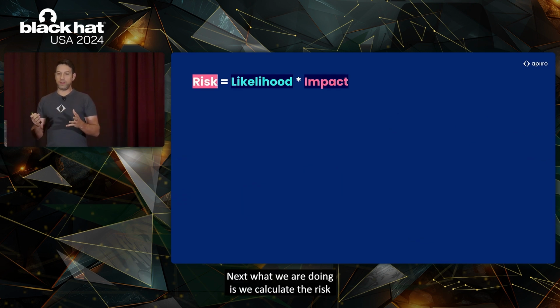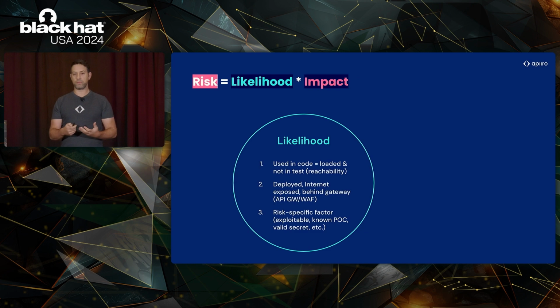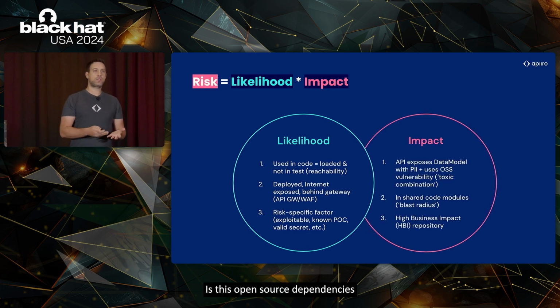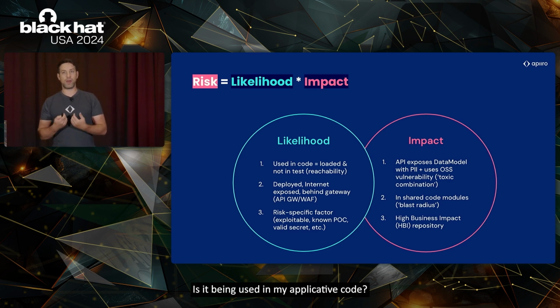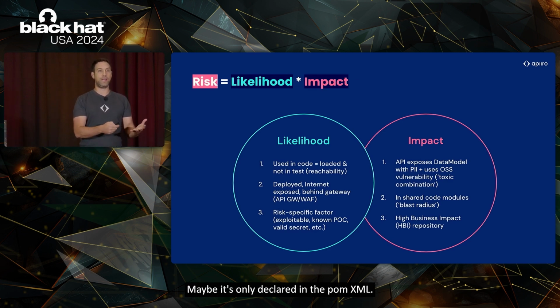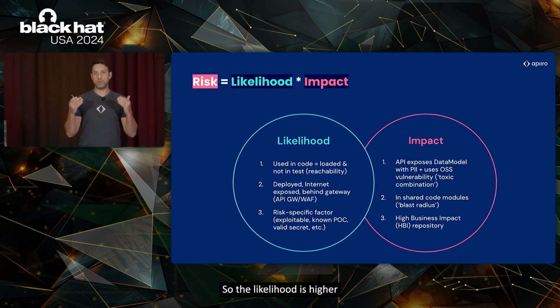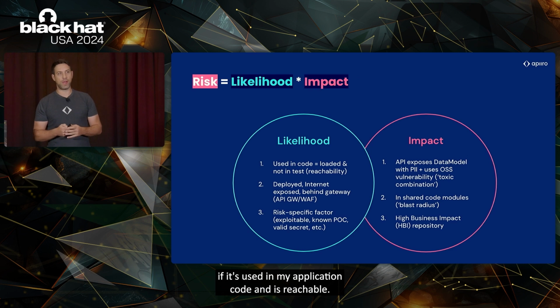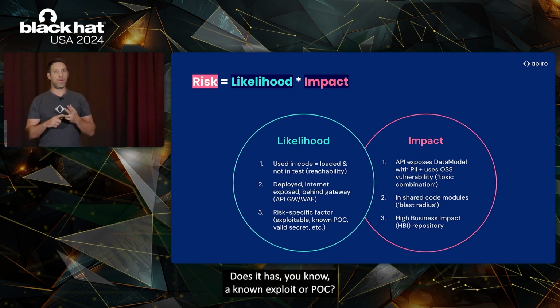Next, what we're doing is we calculate the risk based on likelihood and impact factors, and I will give a few examples. Are these open source dependencies actually reachable in my code? Is it being used in my applicative code? Maybe it's only declared in the POM XML. So the likelihood is higher if it's used in my application code and is reachable. Is it deployed, internet exposed? Does it have a known exploit or POC?